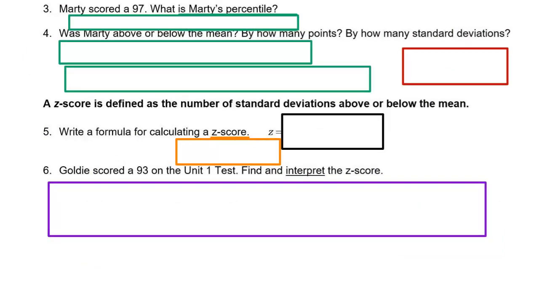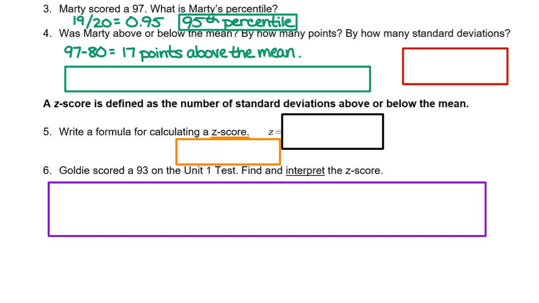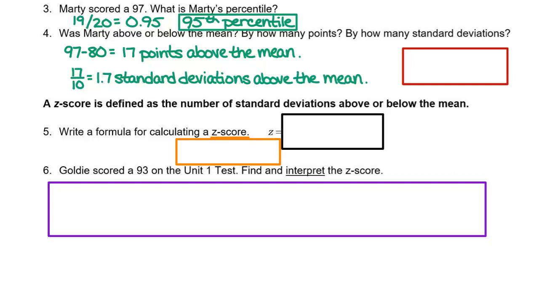So what is Marty's percentile? 95th percentile. How many points above or below the mean was he? 17 points above the mean. I'm assuming it's above the mean, right? You got a 97. How many standard deviations away from the mean was he? 1.7. Yes. All right.